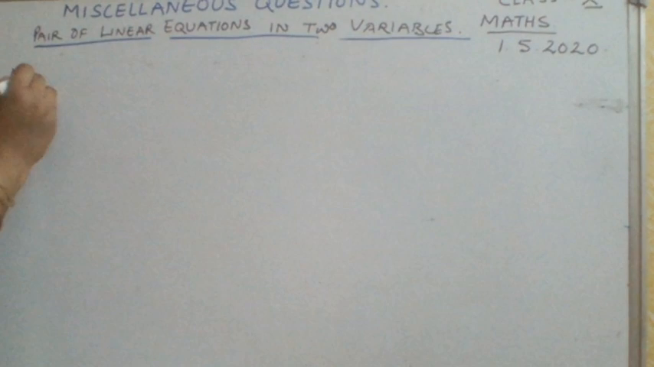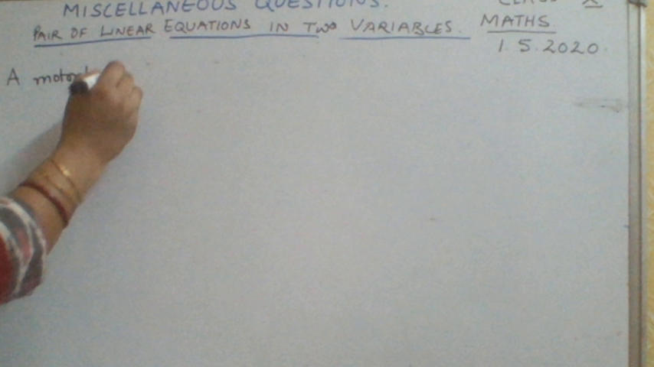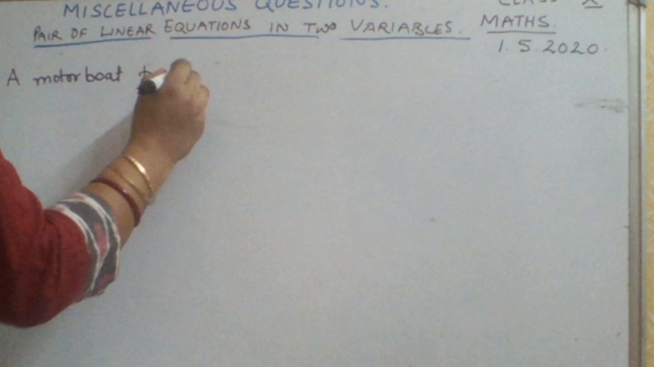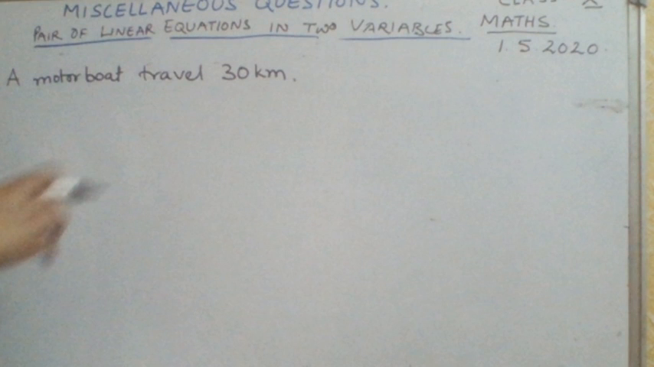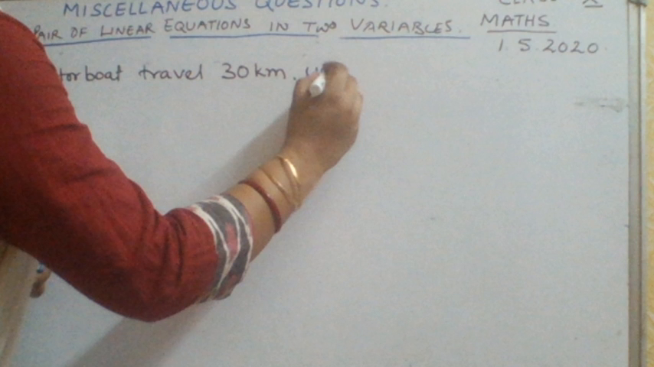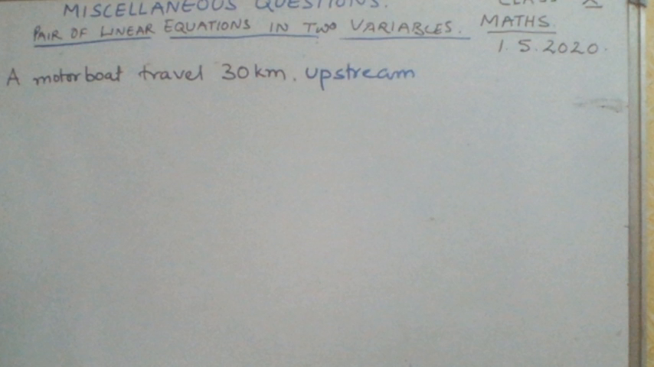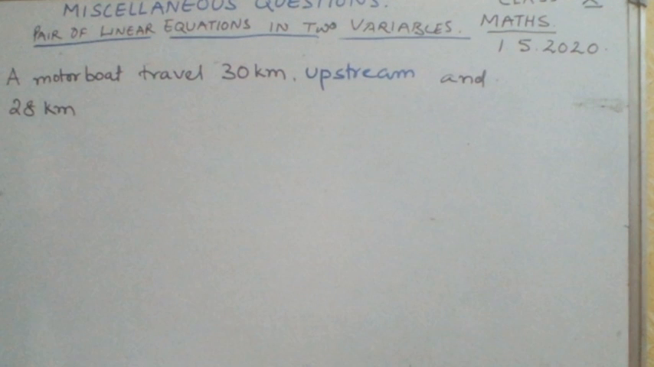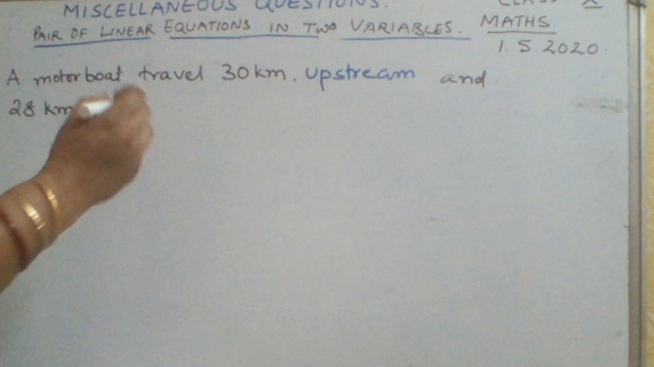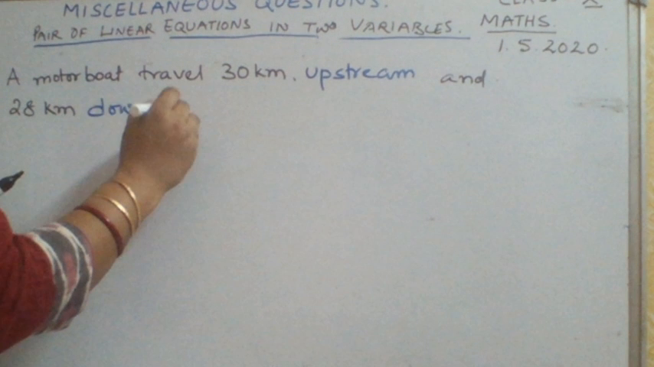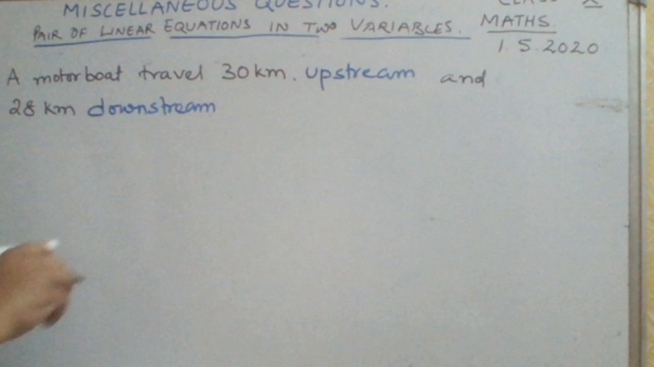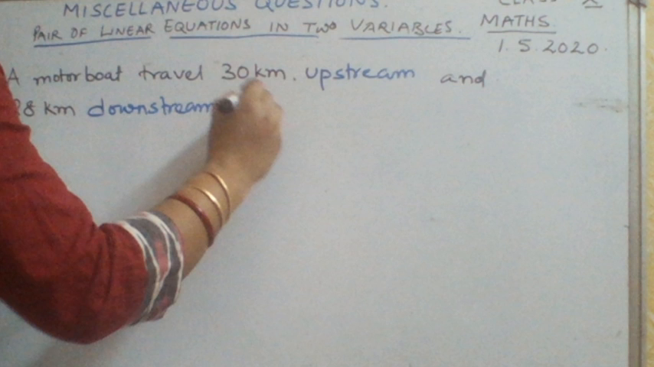A motorboat travels 30 kilometers upstream and 28 kilometers downstream in 7 hours.